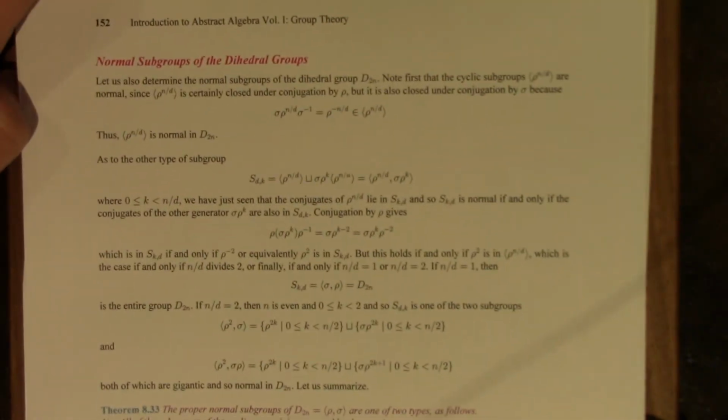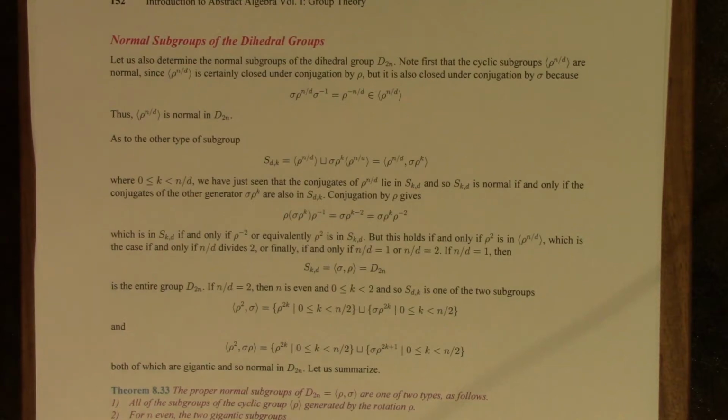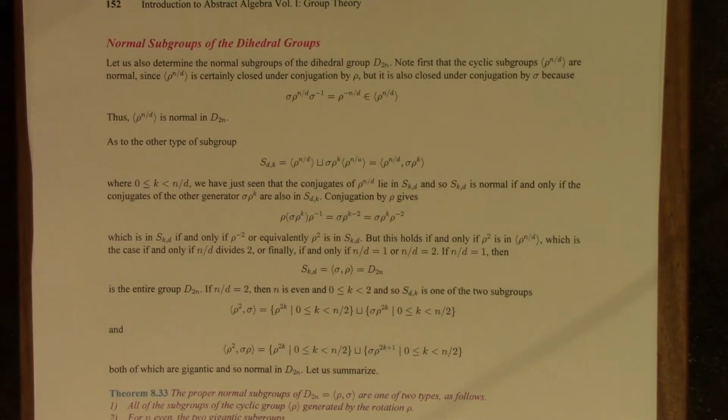Well, we figured out the subgroups of the dihedral group. They're sort of interesting. There are the cyclic subgroups of the gigantic portion of the dihedral group generated by the rotation, and then there are those that are split in two, and those are dihedral. What about the normal ones? So which ones are normal? This is a natural question to ask.